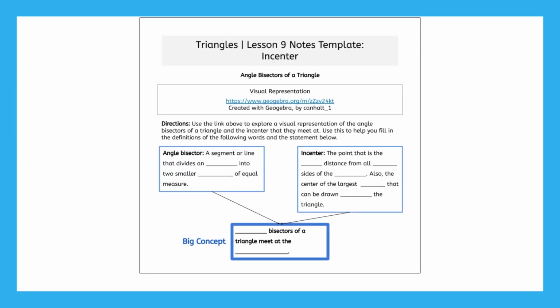This is the first page of your notes template for this lesson. It has a link to follow that will provide you with a visual representation of the incenter. This visual is interactive and allows you to move the vertices of the triangle to see how the incenter changes. There's a graphic organizer with blanks for you to fill in after you explore the visual representation. You've already completed an activity similar to this in the previous lesson, so you may choose to approach this in a similar way or alter your approach, now that you know what's expected. So pause the video, follow the link, and figure out how the incenter is defined.